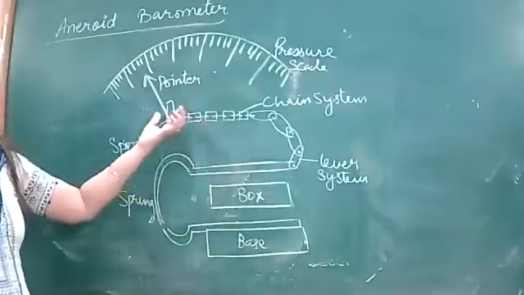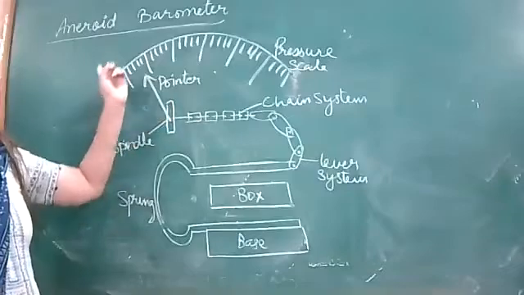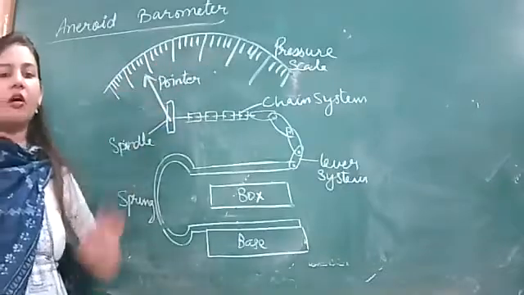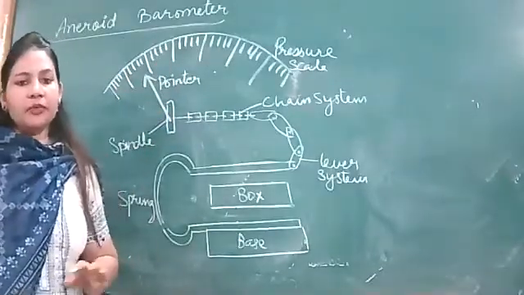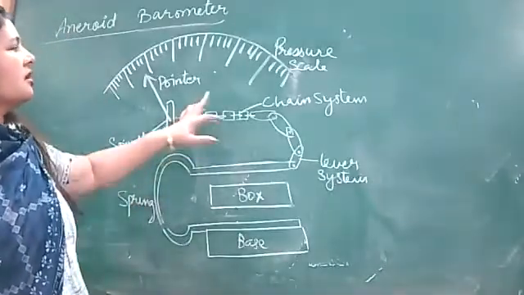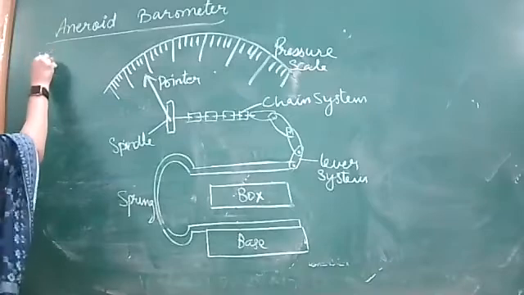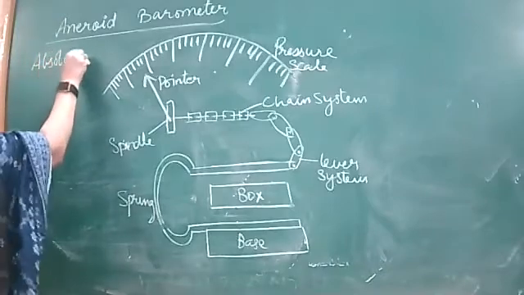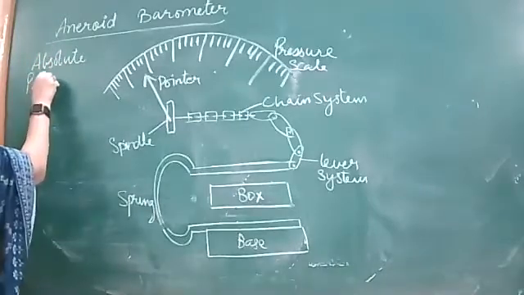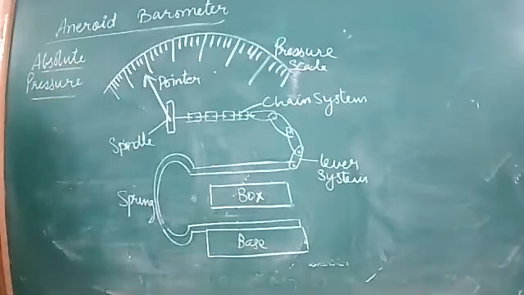Now accordingly pointer will move. Because of this movement, pointer will move on the scale and we will note down the reading of pressure this way. So this will be giving us which type of pressure? It will be giving us the reading of absolute pressure of a body at a place. So aneroid barometer gives us absolute pressure, the second type of pressure.